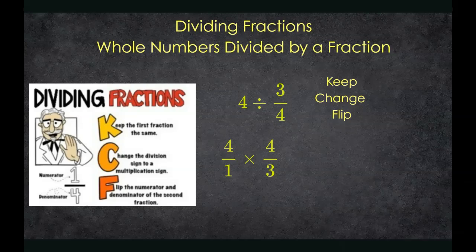Then we are just going to be multiplying straight across. The numerator times the numerator, 4 times 4, and then our denominator times our denominator, 1 times 3. That is going to give us an improper fraction of 16/3. We cannot leave it as an improper fraction, so we will have to change that into a mixed number.